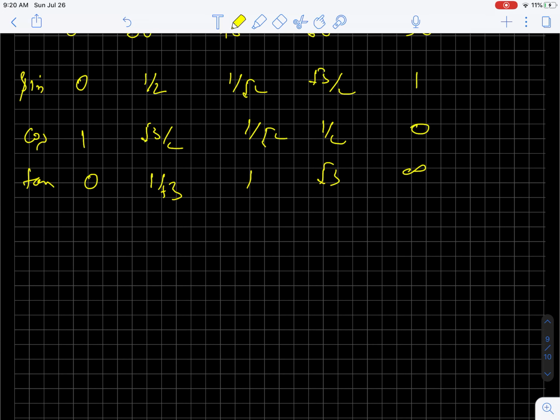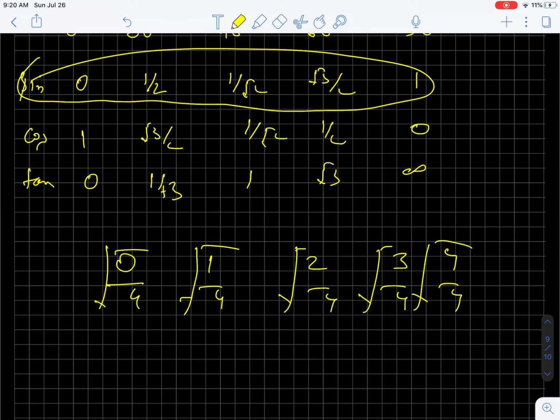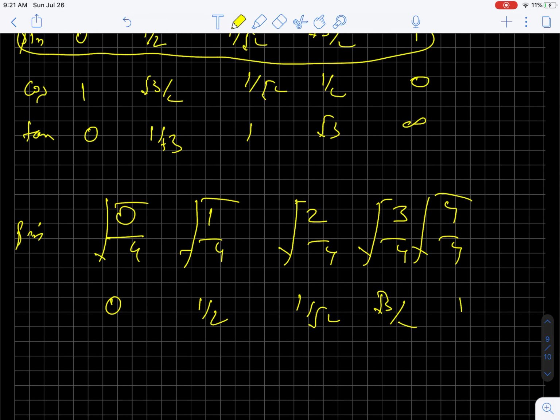Or if you want to remember these values in a very simple way, write 0, 1, 2, 3, 4, divide these numbers by 4, and take the root. It's very simple. These are the sin ratios: 0, 1, 2, 3, 4 divided by 4, then root. The first value is 0. Root of 1 by 4 is 1 by 2. Root 2 by 4 is 1 by root 2. Root 3 by 4 is root 3 by 2. And root 4 by 4 is 1. These are the ratios of some popular angles. We will use them in later parts of the discussion.